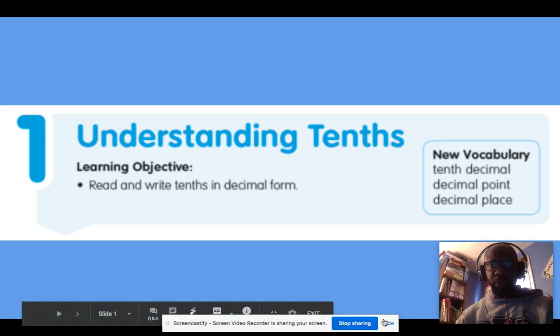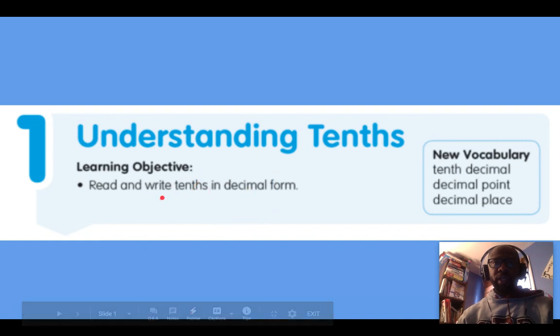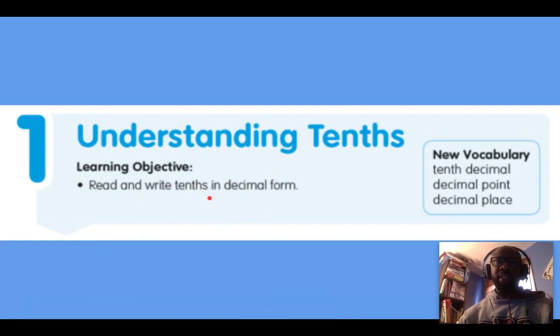Okay, so today we're going to be understanding the tenths. The tenths are what our main focus is. We're going to read and write tenths in decimal form. All right, so you ready? All right, let's do it.